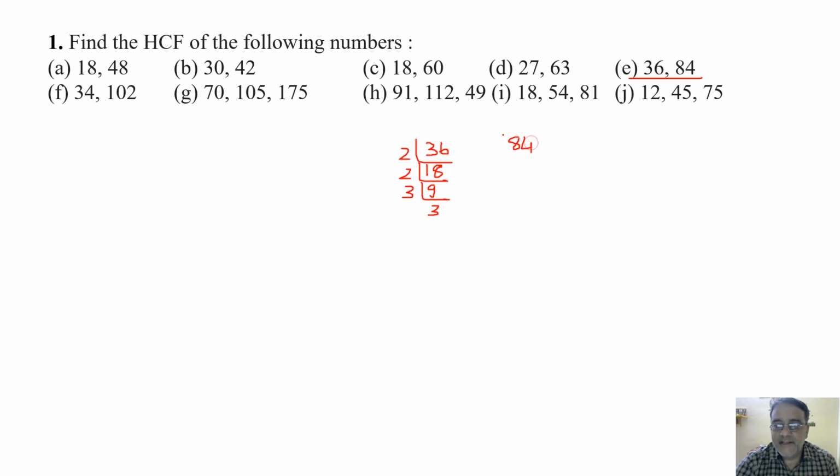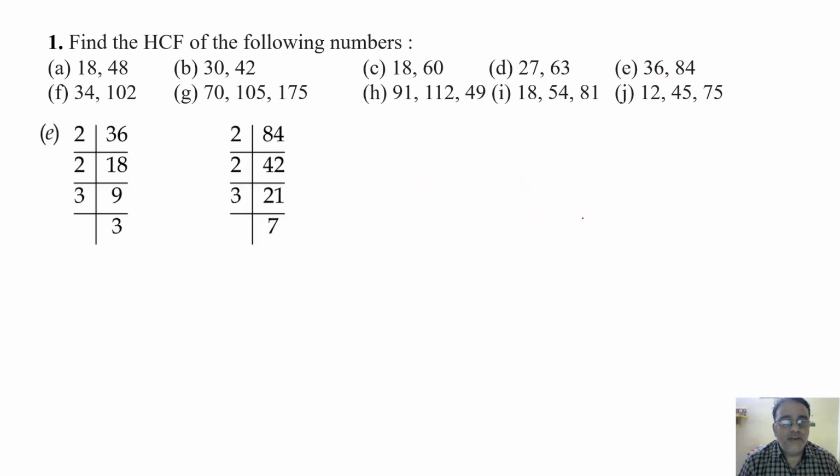Now 84. First you divide by 2, so 42. Again divide by 2, you will get 21. Again divide by 3, you will get 7. Right. Stop. So we got this one. So 36 we can write as 2 into 2 into 3 into 3, and 84 we can write as 2 into 2 into 3 into 7.